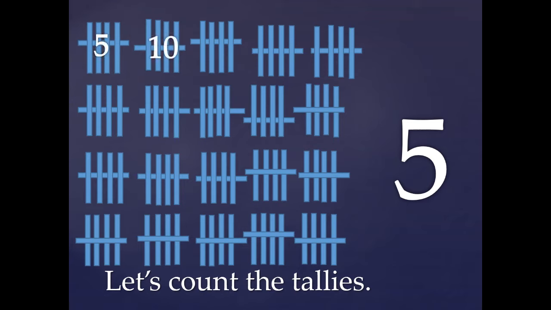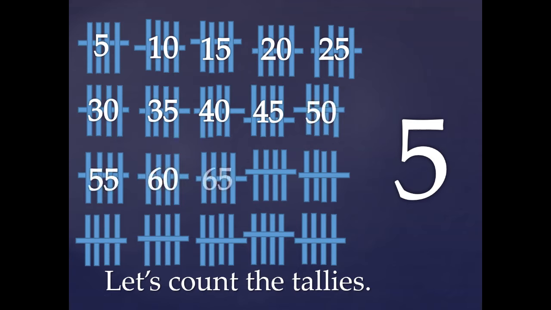5, 10, 15, 20, 25, 30, 35, 40, 45, 50, 55, 60, 65, 70, 75, 80, 85, 90, 95, 100. There are 100 tallies on this page, just like there are 100 cents in a dollar. And when we counted these tallies, we counted by 5. Just like when we count by nickels, we count by 5.